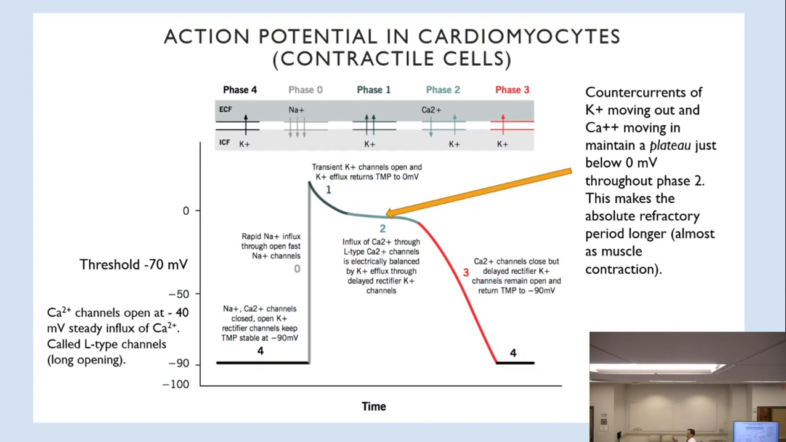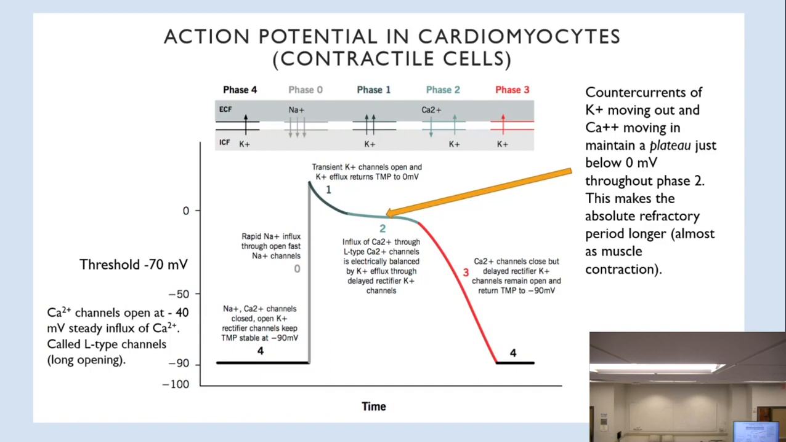What happens at the end, in the red part, for phase 3? There we have the closure of the calcium channels, so the plateau ends. Now we have only potassium moving out, until we reach the resting membrane potential. Once we have the membrane potential back to the level of threshold, now we are going to take the sodium channels to the resting state. So they are going to be closed but not inactive.